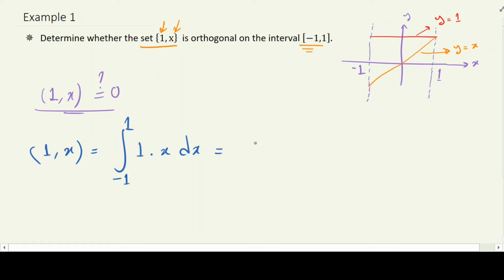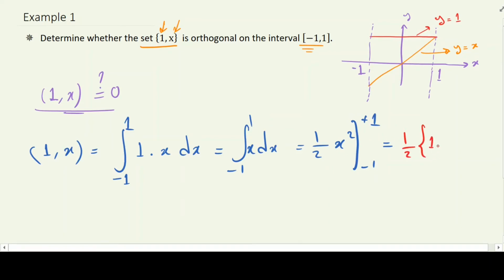Right? If we calculate this integral, it's going to be the integral of x dx from -1 to 1, which is going to be half x squared from -1 to +1, which equals half of 1 squared minus 1 squared. And if you calculate that, you're going to see that it's going to be 0.